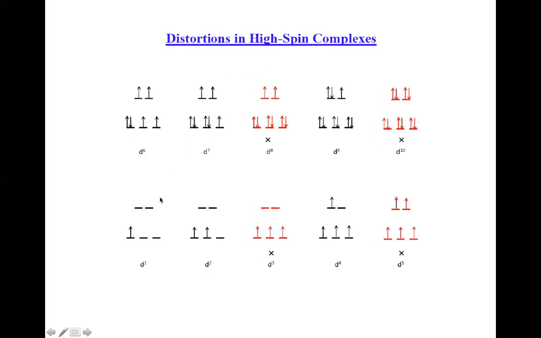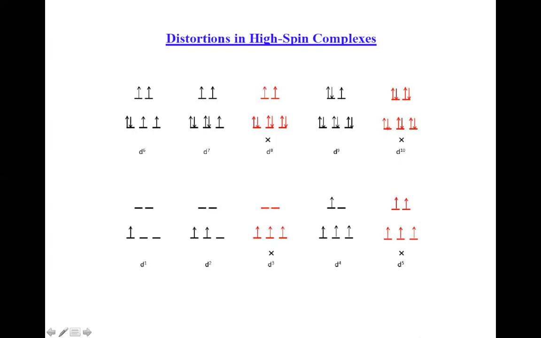So in high spin complexes, for d1, d2, d3, it will be similar to the low spin complexes. This will be unsymmetric, so distortion will be there. Here, no distortion as it is symmetric. d4: t2g is symmetric, eg unsymmetric. So distortion will be there. d5 in a high spin complex will be symmetric. Both t2g and eg levels will be symmetric, so no distortion.